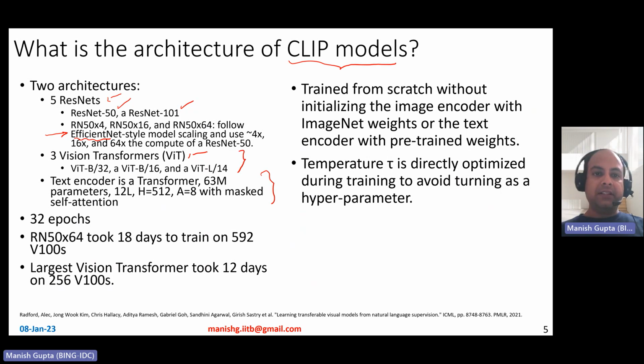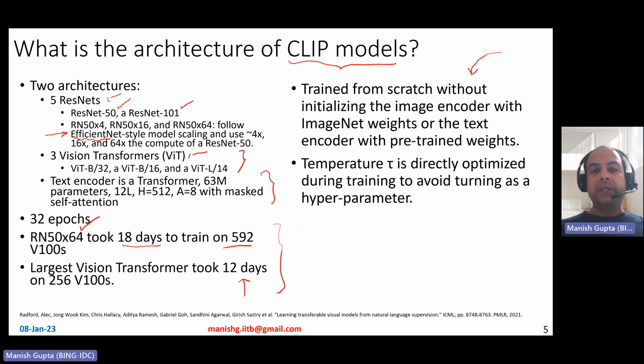This training is not simple. The pre-training of the largest ResNet style model involves 18 days on 592 V100s. That's a crazy amount of compute power. The largest vision transformer took 12 days on 256 V100s, so that takes slightly less, right? These models have been trained from scratch. They did not use any pre-training.